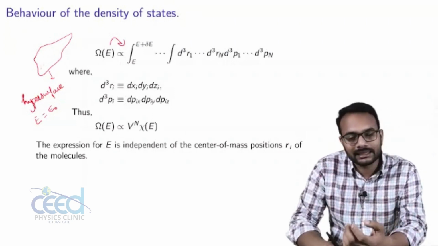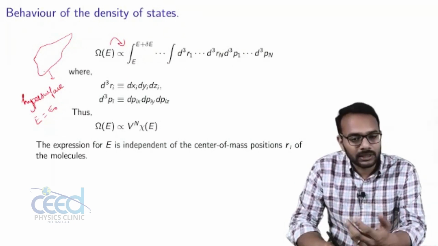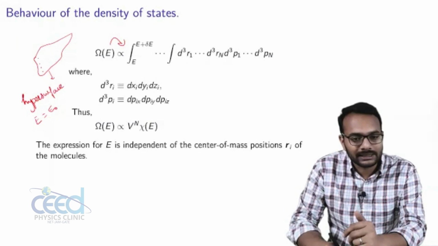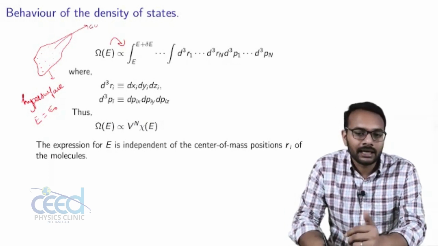So the condition says that the total energy is fixed. This means that the microstates consistent with this have to lie along this hypersurface only, not outside. These are the accessible states.